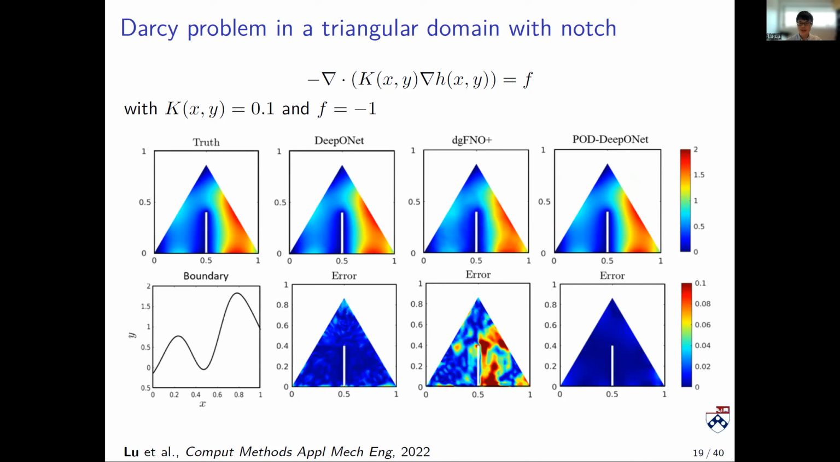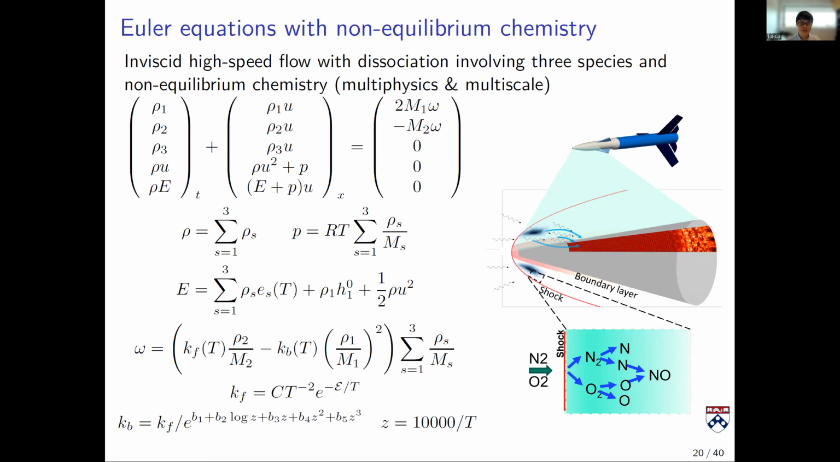So this is another example which is more complicated. We still have a high-speed flow from left to right. And also here, in addition to the flow, we also have this chemical reaction. So we have a few concentrations of different species, N2, O2, and NO. So that's the rho 1, rho 2, and rho 3. So we have rho S, rho 1, rho 2, rho 3 for the concentration of 3 species. So this is the flow coupled with the chemical reaction. And also we have a shock here. This is high-speed flow.